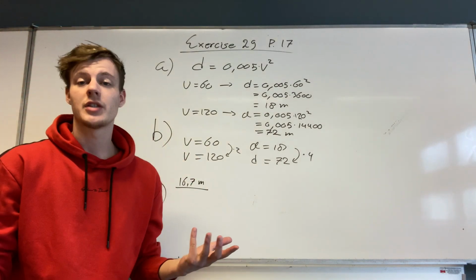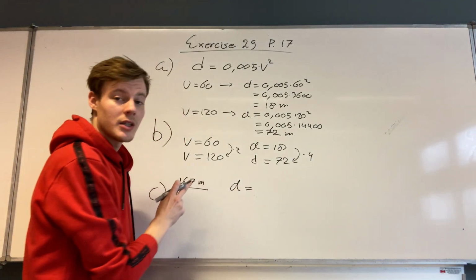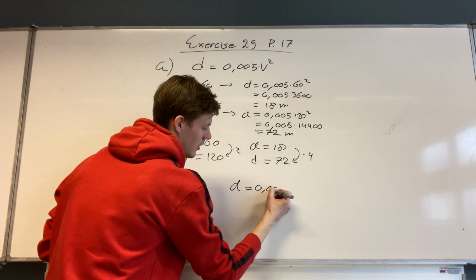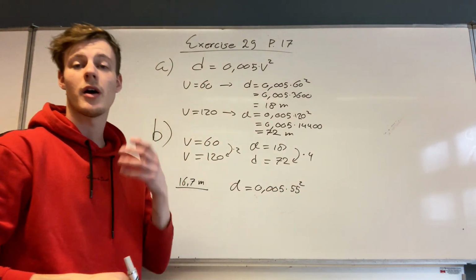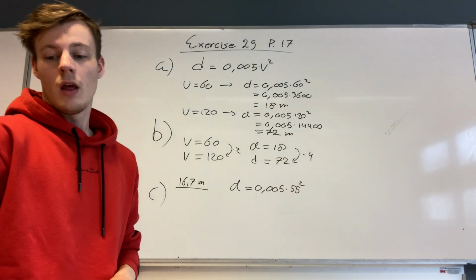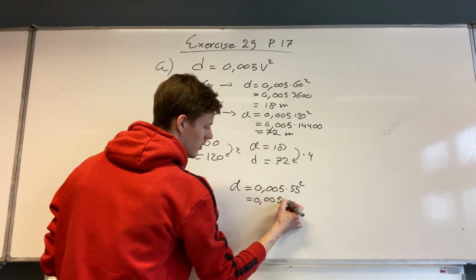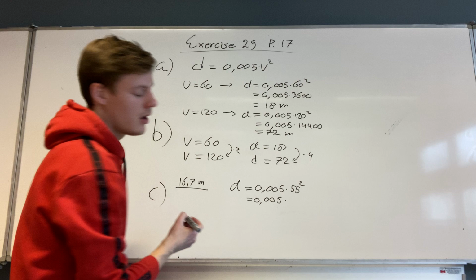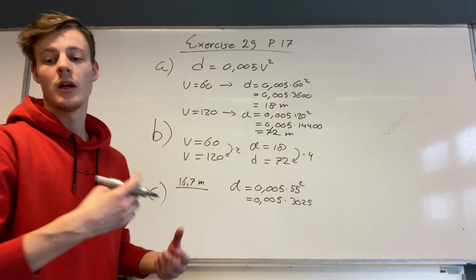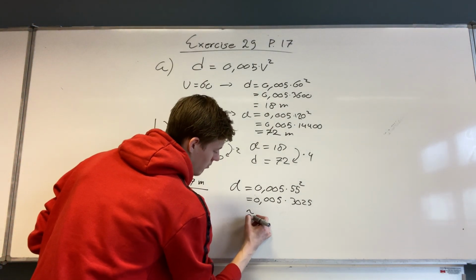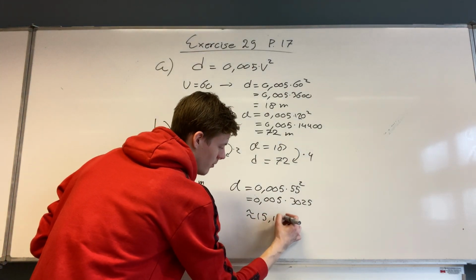Well, let's say she was traveling 55 kilometers per hour. Then we can calculate the braking distance for that. So let's fill that in. So we have 0.005 times 55 squared. And 55 squared gives us 3025, and these two multiplied give, or take, 15.1 meters.